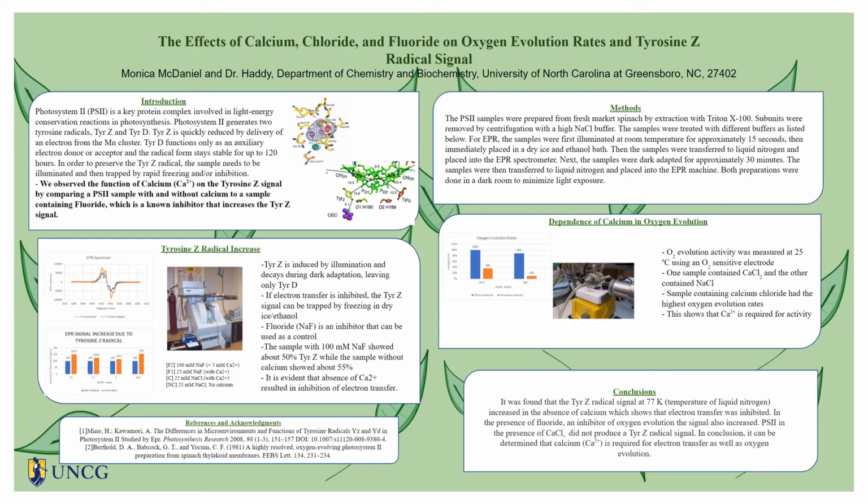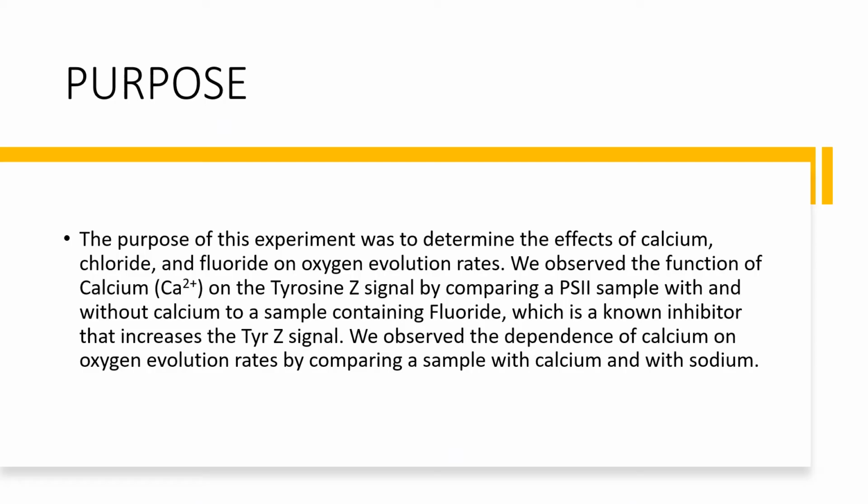This presentation is going to be an overview of this poster. The purpose of this experiment was to determine the effects of calcium, chloride, and fluoride on oxygen evolution rates and the tyrosine Z signal. Knowing that fluoride is a known inhibitor that increases the tyrosine Z signal, we compared a sample with fluoride to samples with and without calcium. We observed the dependence of calcium on oxygen evolution by comparing a sample that contained calcium to a sample that did not contain calcium.